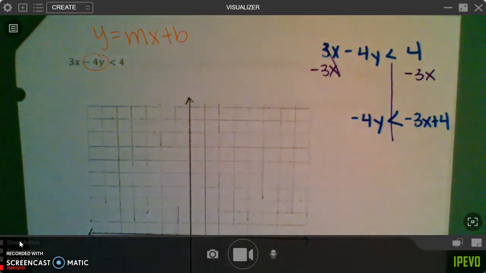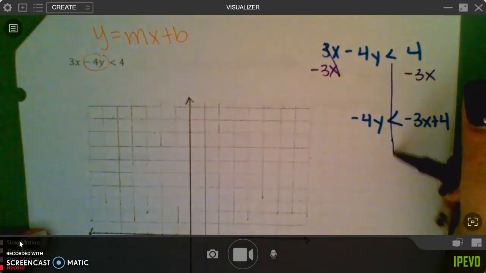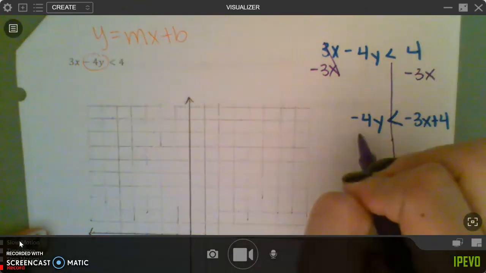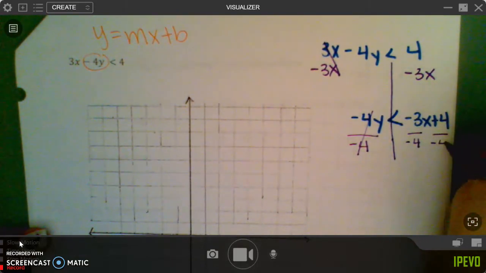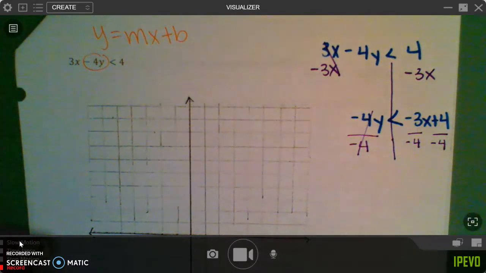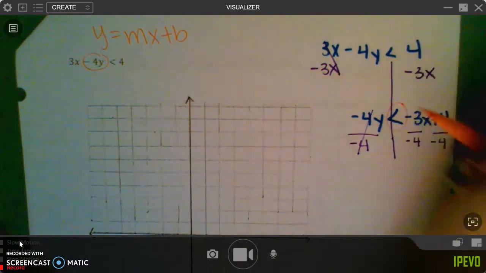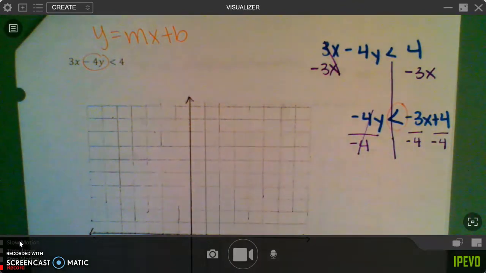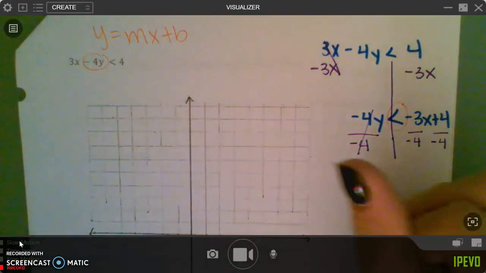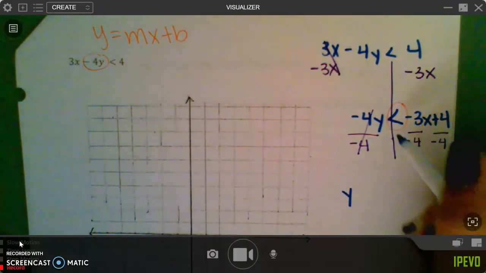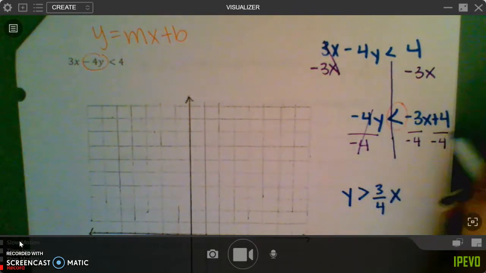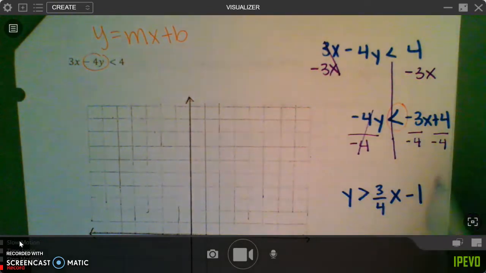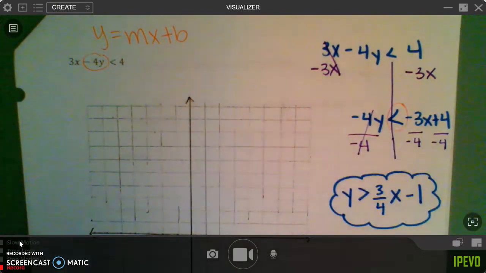From there, I'm almost where I need to be. I need the y completely by itself though, so divide by -4, divide by -4, and divide by -4. But remember, when you divide by a negative or multiply by a negative, your sign flips. So the new equation we're looking at is y is not less than, it's greater than, it had to flip, 3 over 4x minus 1. So this is the equation we're graphing. We're not even worrying about the original anymore.